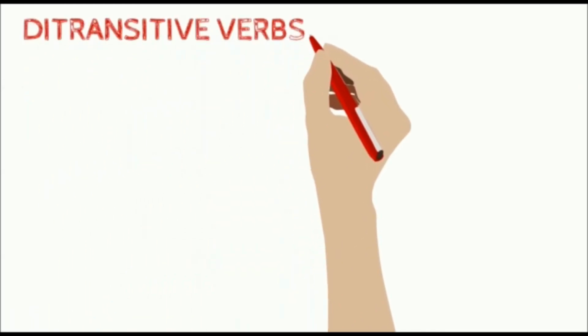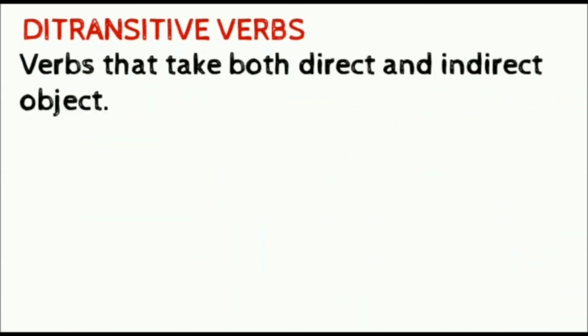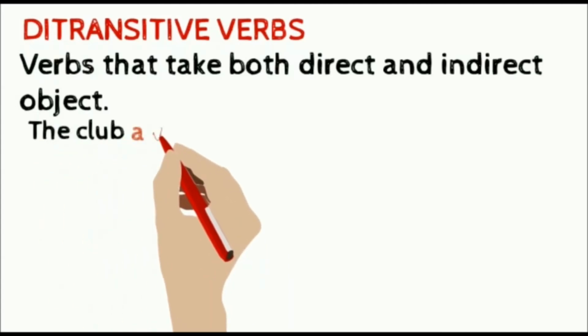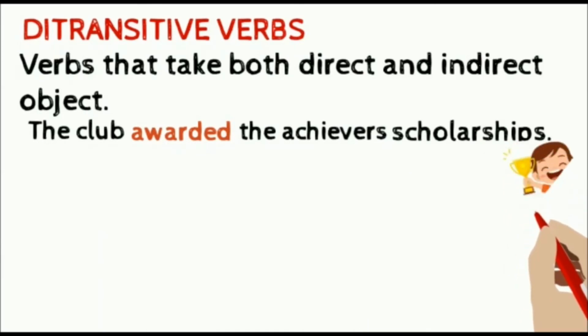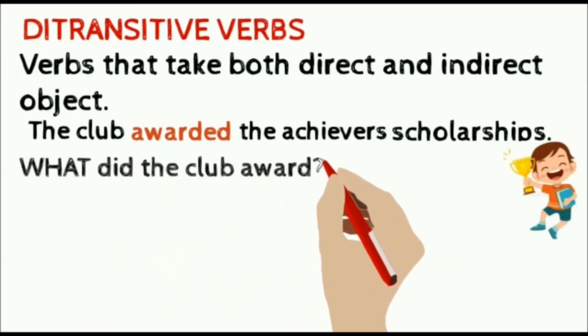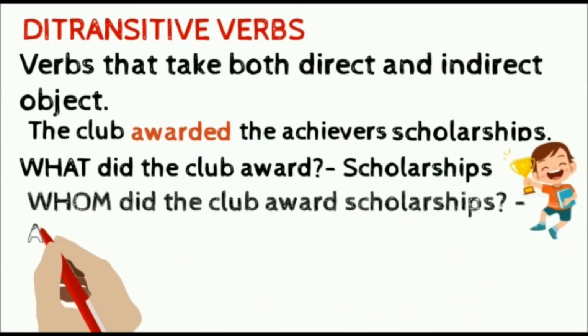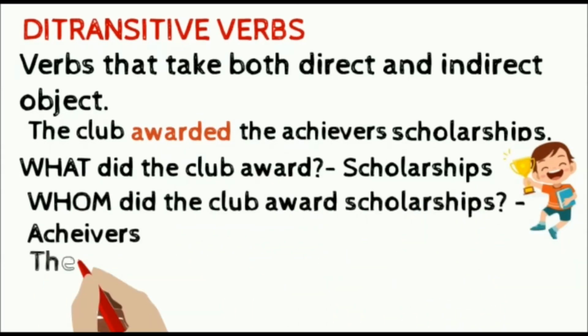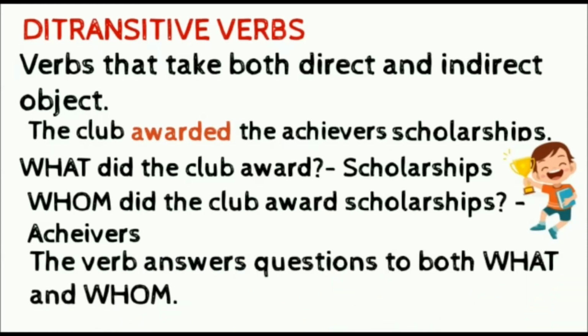The next type of verb is the ditransitive verb, as the name suggests. These verbs take two objects. The first is the direct object and the second is the indirect object. Let's take a look at the example. The club awarded the achievers scholarships. The club is the subject, awarded is the verb, the achievers is the indirect object, and scholarships is the direct object. So what did the club award? Scholarships. Whom did the club award scholarships? The achievers. Here the verb answers questions to both what and whom. Therefore, awarded is a ditransitive verb.